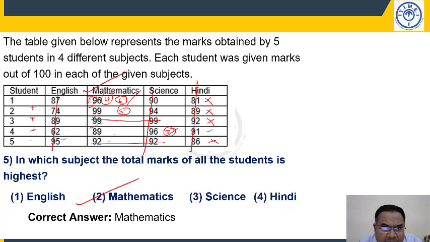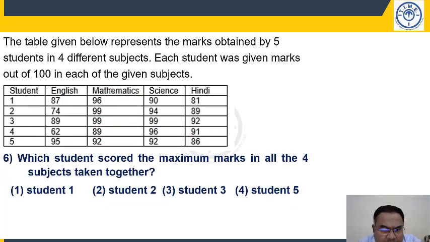Okay, next question. Question number 6, students. Which student scored maximum marks in all the 4 subjects together? Student 1, 2, 3, 5. Student 4 is not given, so let us not compare student 4. Which student has got maximum marks in all 4 subjects together? All 4 subjects means we have to add English plus maths plus science plus Hindi. Row wise total we have to do.